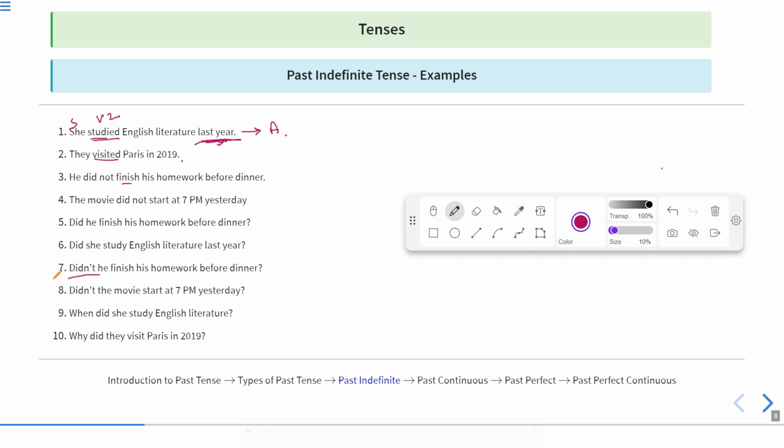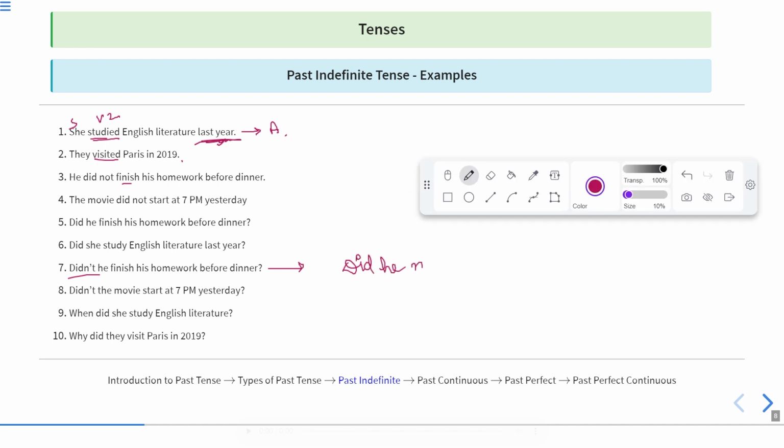Now this sentence we can also write in another manner: did he not finish his homework? So we can write the sentence in this manner as well. Both of these sentences have the same meaning, but the structure is different. In one sentence we are making the contraction of did not, that is didn't, but in the other we have just written the entire structure of the sentence without contraction.